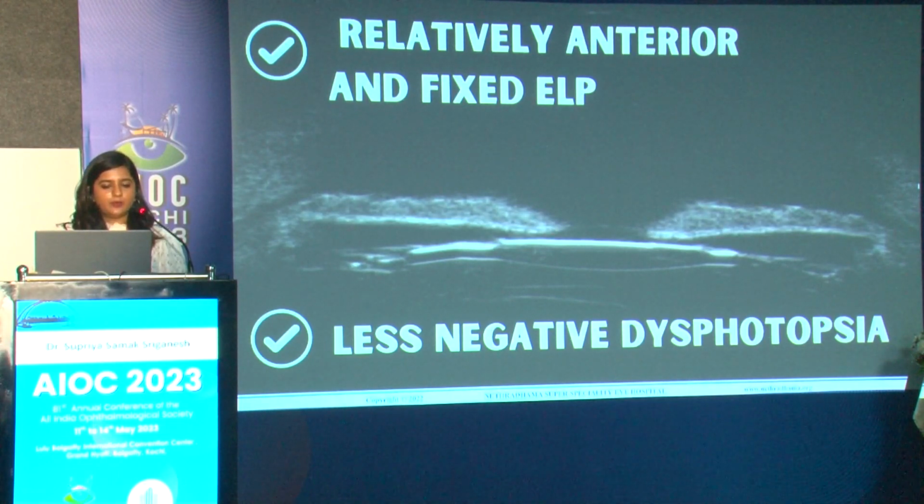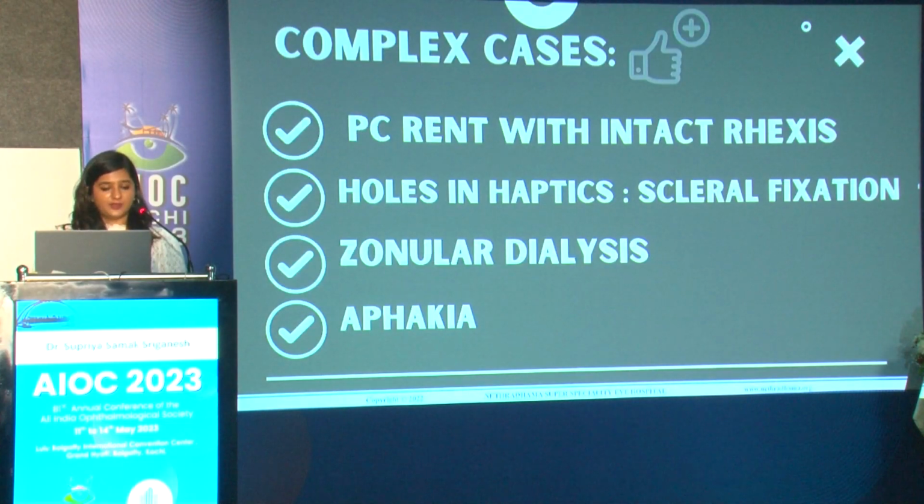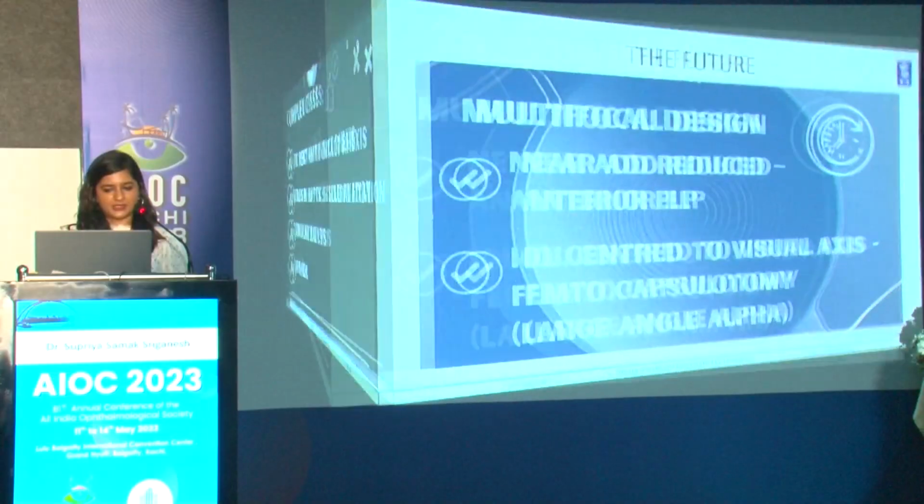Here you see a UBM with a relatively anterior and fixed effective lens position. So we can actually determine the effective lens position for better visual outcomes and less negative dysphotopsia. Even in complex cases such as PC rent with intact rhexis, this can be used. The holes in the haptic allow for scleral fixation with proline, and even with zonular dialysis and aphakia, this lens can be used for scleral fixation.